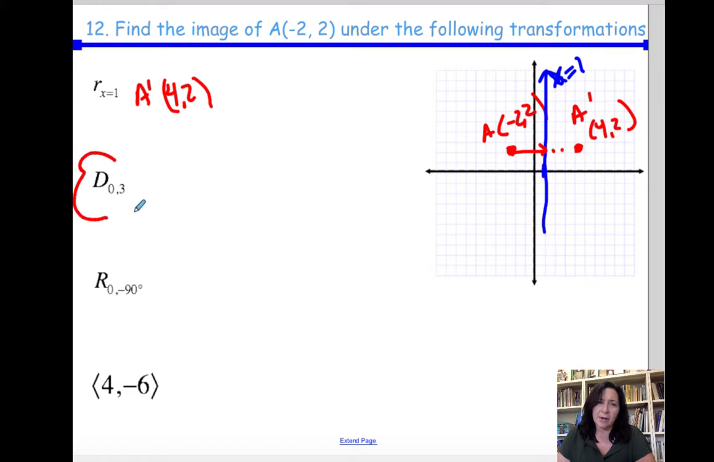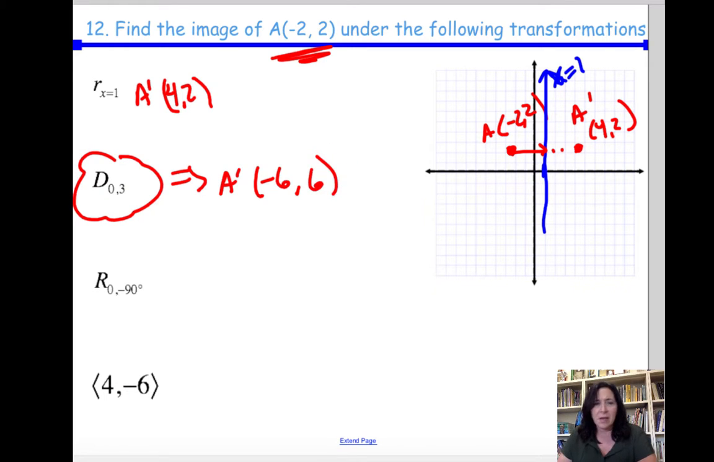This one right here is a dilation. Now, I don't actually need to graph that. I mean, I could if I wanted to, but I don't want to. All I'm asking for is the image. And so that's going to be that image. After I dilate it, that means I'm expanding it by 3. That means I'm going to multiply it. So this one, A prime, is going to be negative 2 times 3, which is negative 6, and then 2 times 3, which is 6 again.